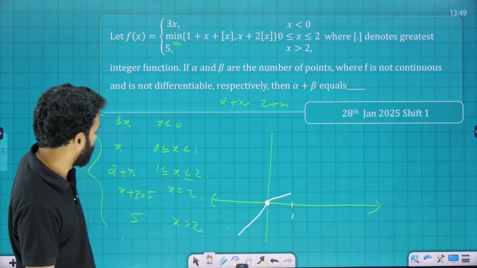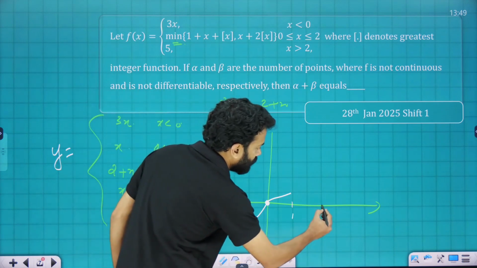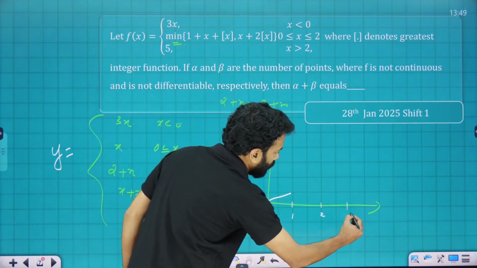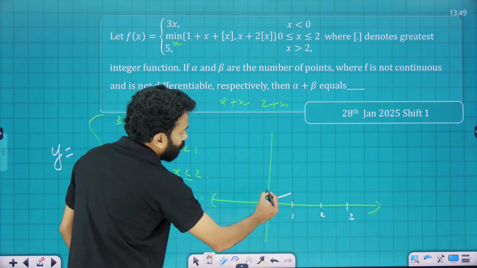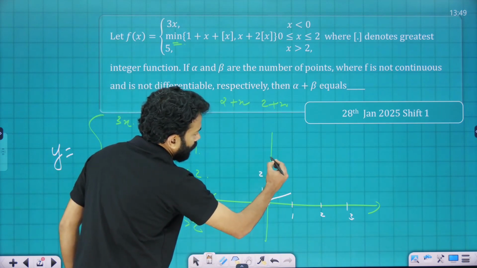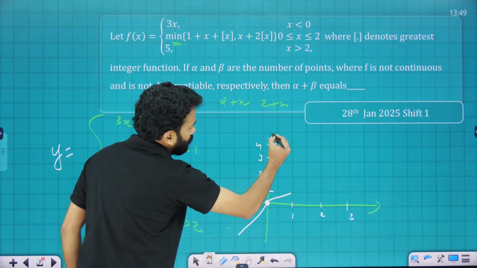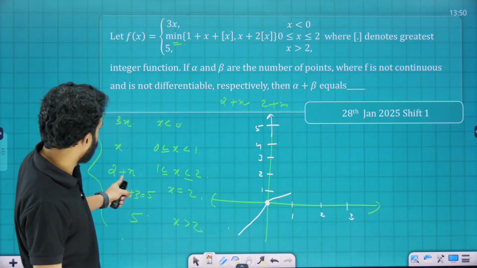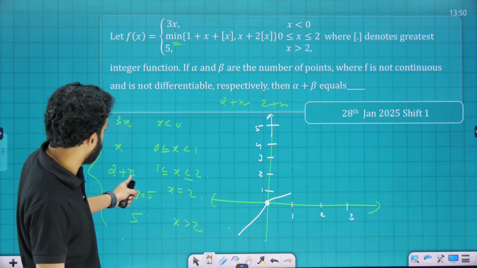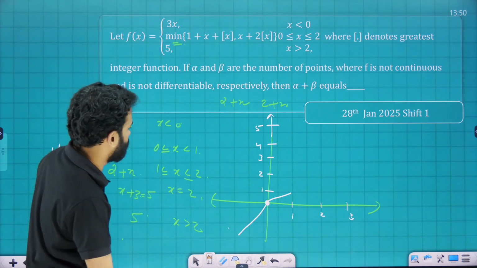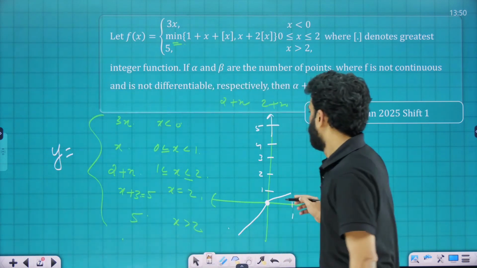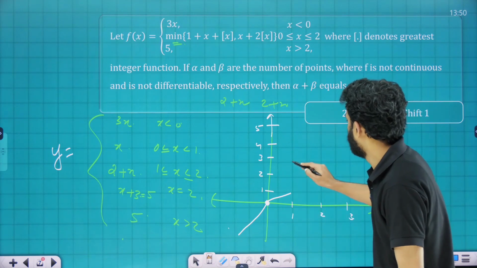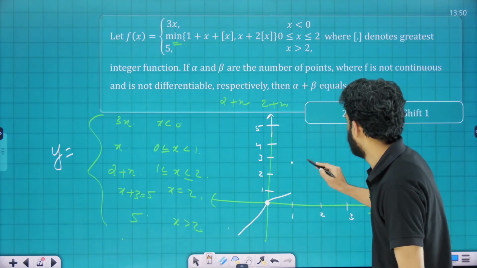So how are we going to formulate that? For 2 plus x, we can take this as 2, this as 3. This is 1, this is 2, this is 3, this is 4, this is 5. Up to 5 we need to have. And 2 plus x, right? 2 plus x means 3 it will give, that is starting from 3. It will be like this. 2 plus x will be like this.